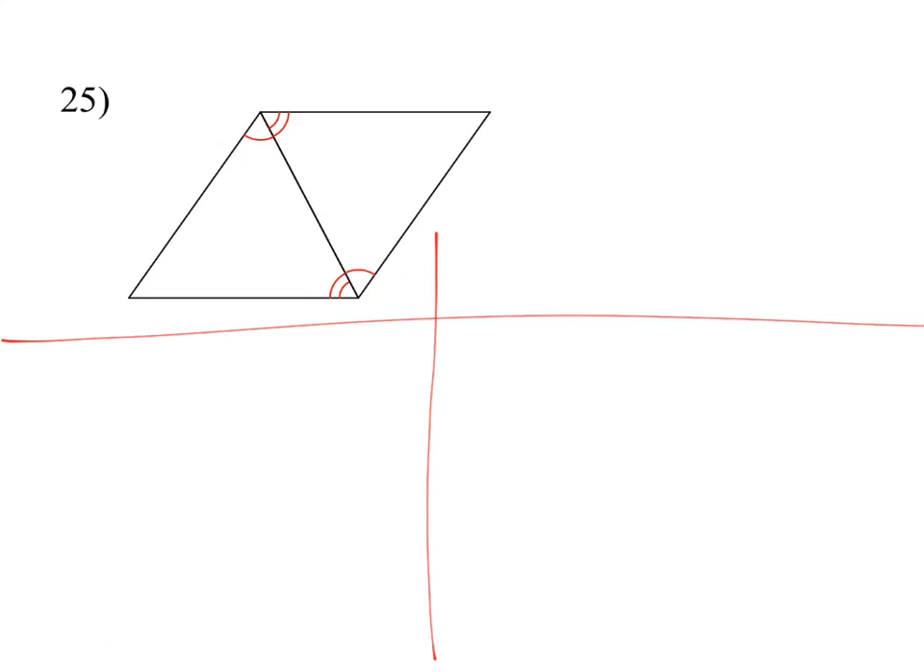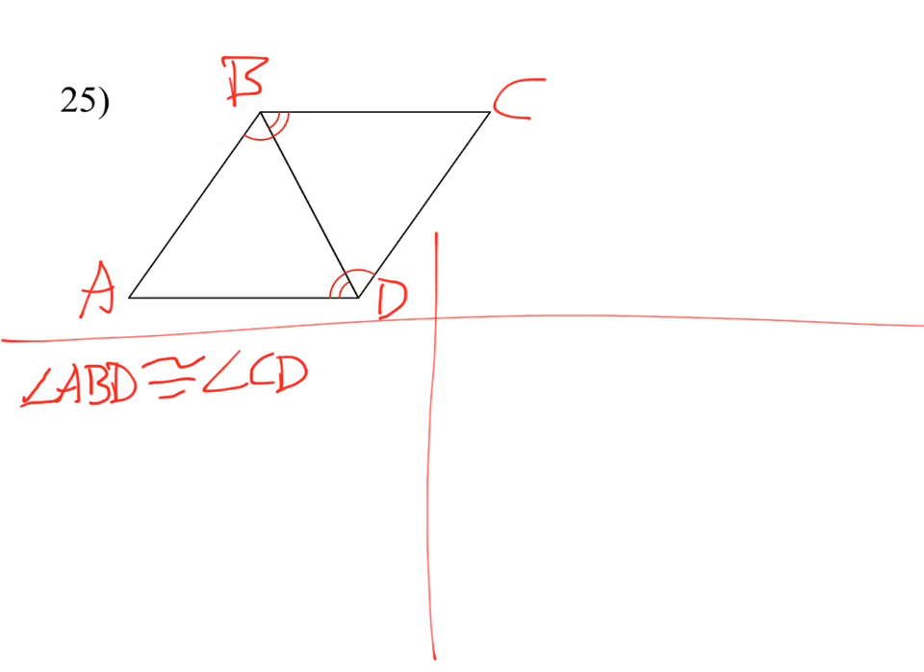Number 25. Again, we need to label stuff, so I'm going to do A, B, C, D. There are no sides currently congruent, but I do have two angles: the angle at B and the angle at D. That's ABD and CDB. So angle ABD is congruent to angle CDB, and that's a given, it's right on the graph.